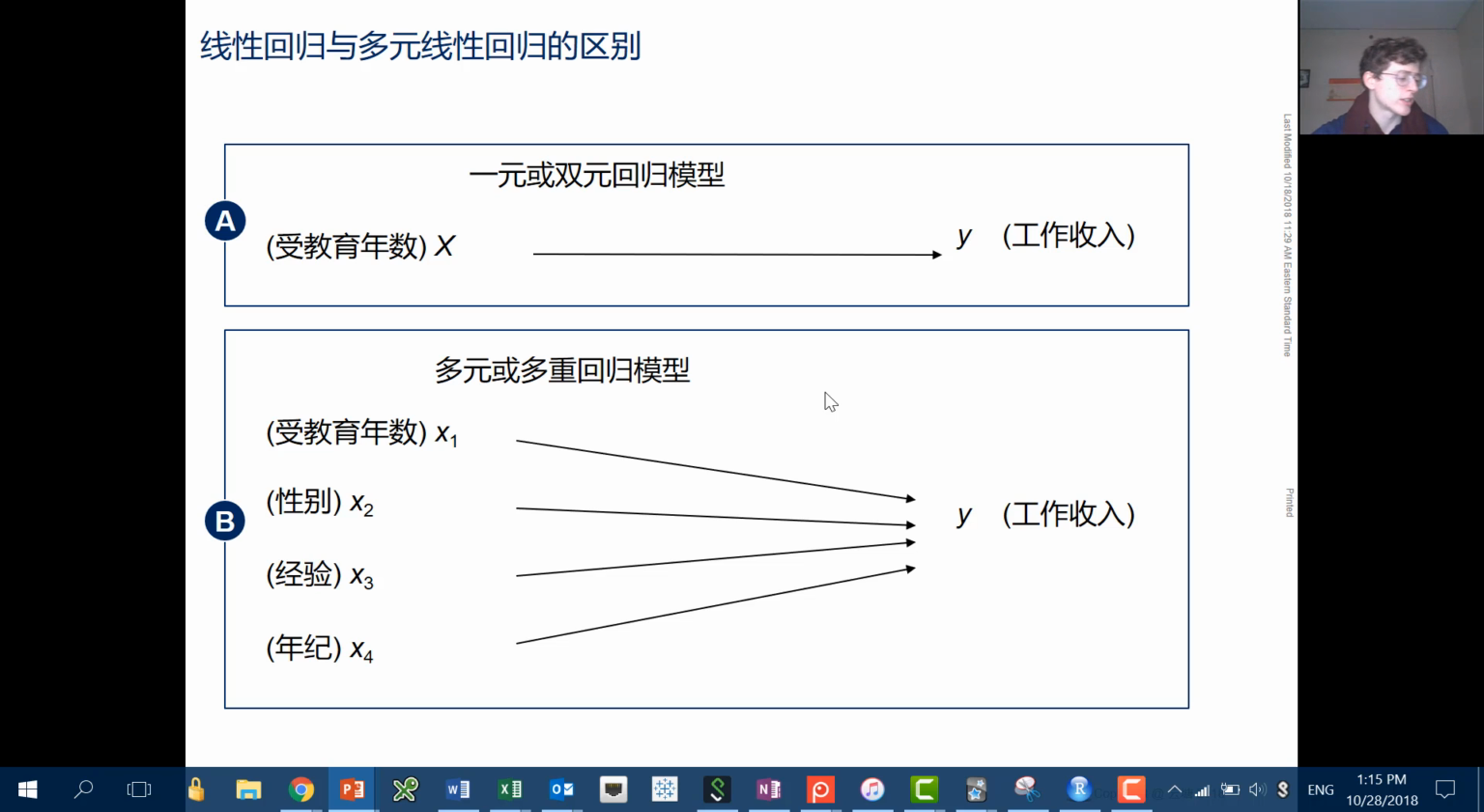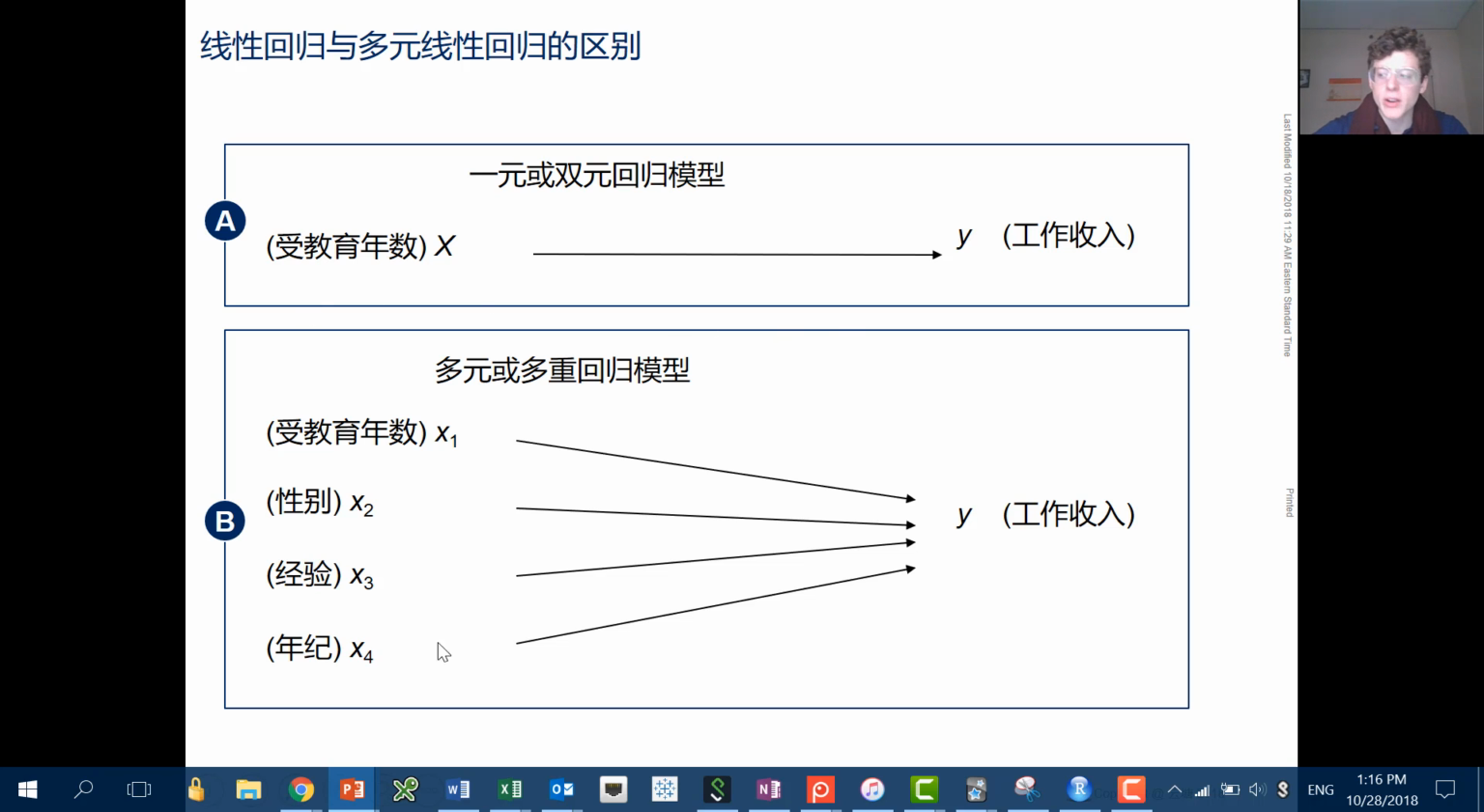But within linear regression itself, there are two types. The first type, which we're going to explore first, is single variable regression. This is having two variables, for example, number of years of education and income. That's a straight line prediction. This is the simple linear regression.